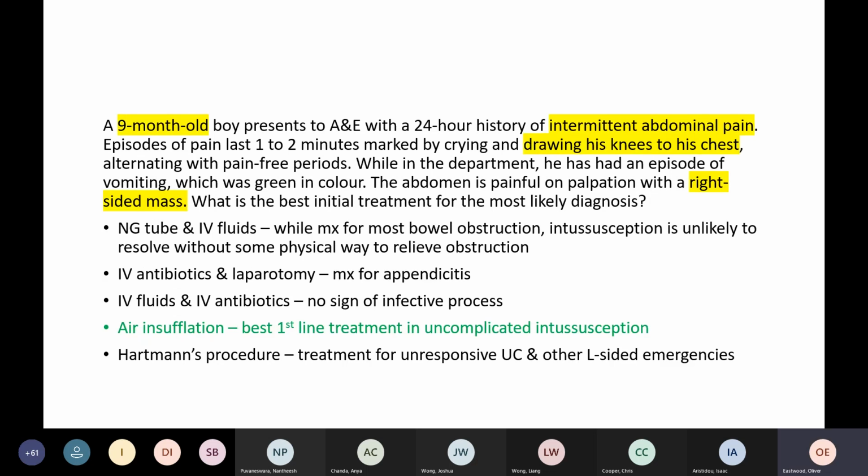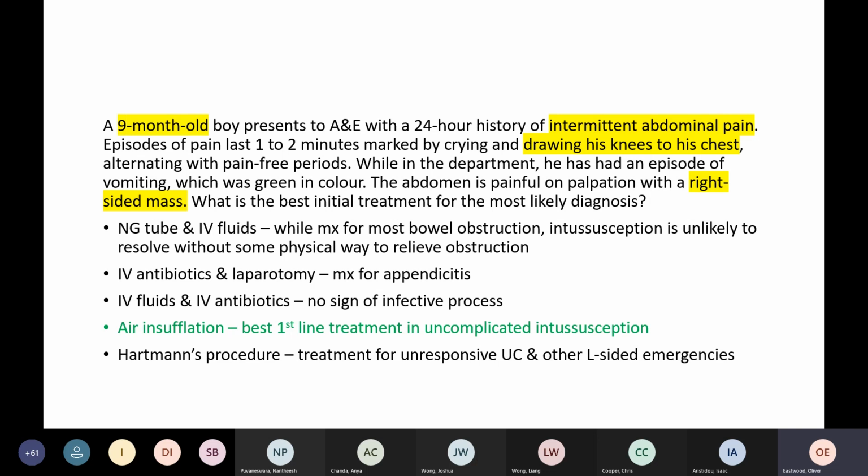So here we have someone presenting with intussusception. It's a very typical age for this, the 9-month mark is the peak age for it. And with this colicky abdo pain and the drawing up of the knees in a question is very, very indicative that we're talking about intussusception.